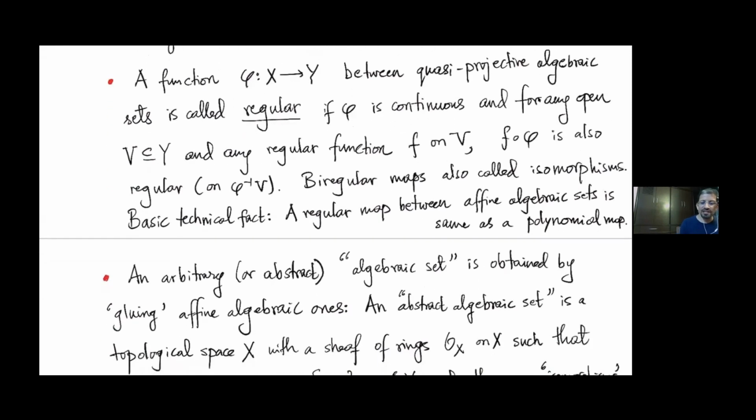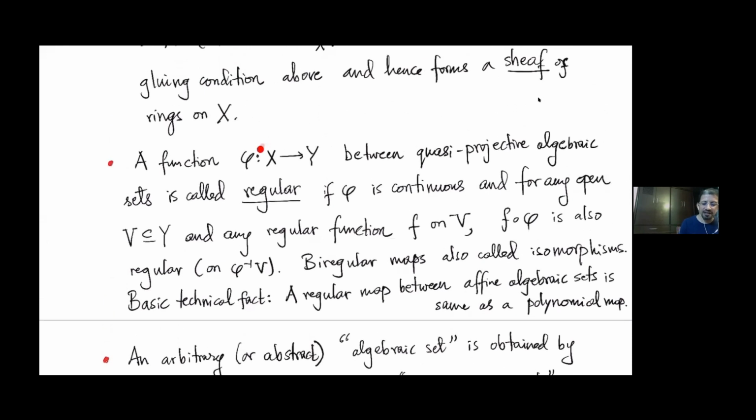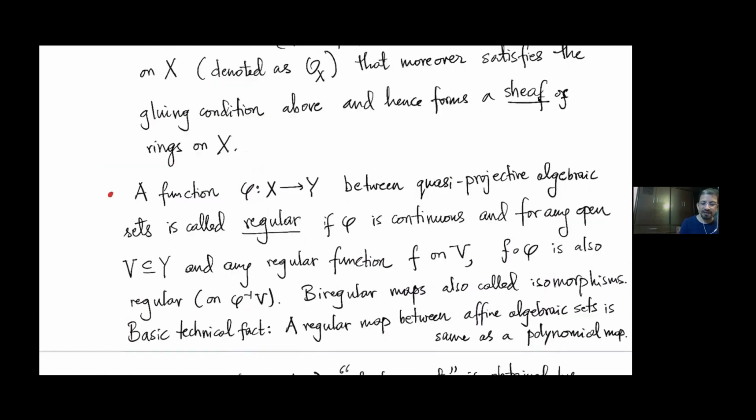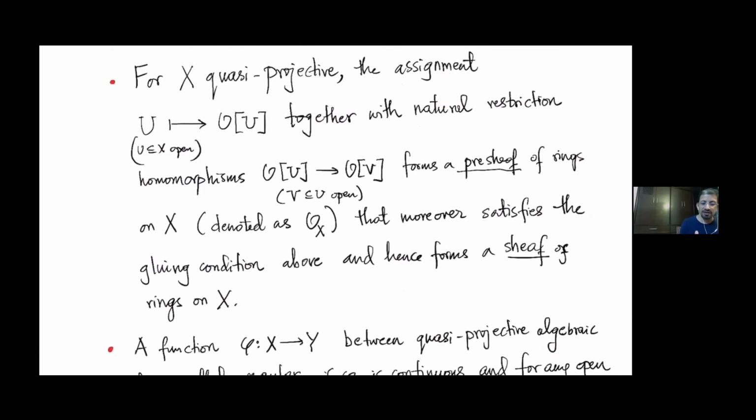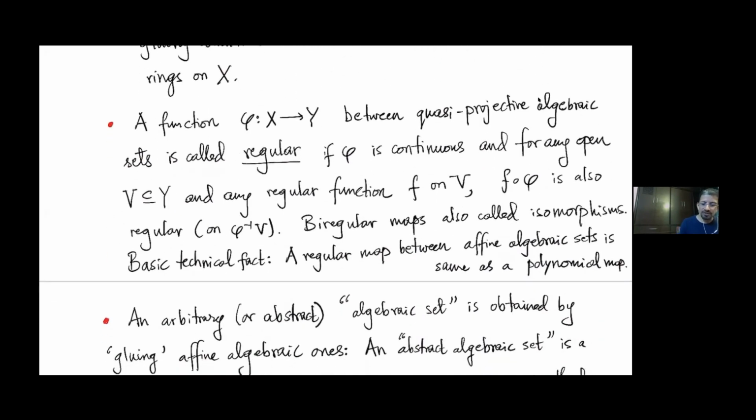So a function X to Y between quasi-projective algebraic sets. We had difficulty even defining functions X to k. For projective algebraic sets, only for affine did we know how to define it. But finally, we could use global regular functions to define it. So one can now use this gadget to also define maps between quasi-projective algebraic sets.